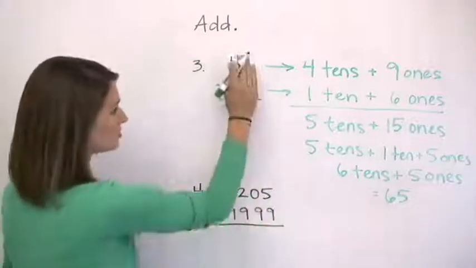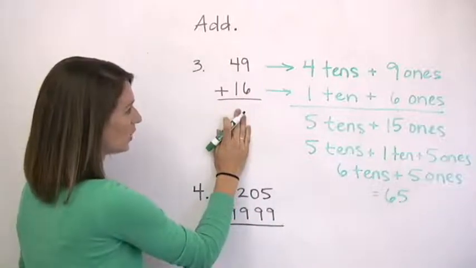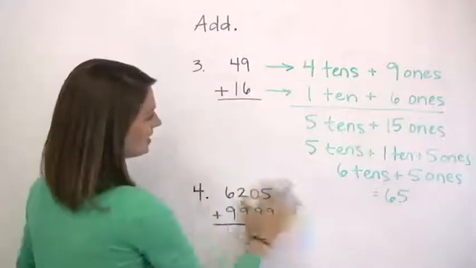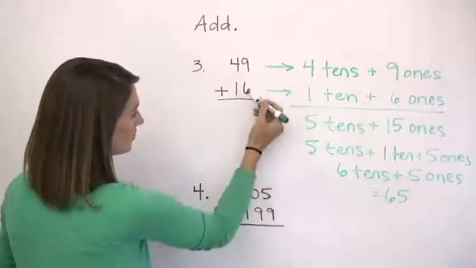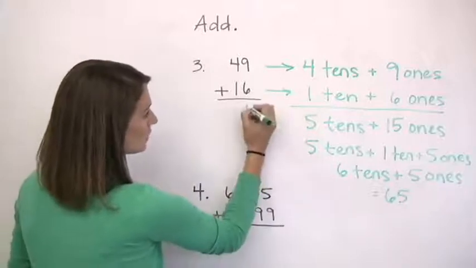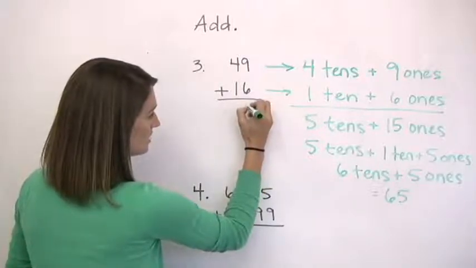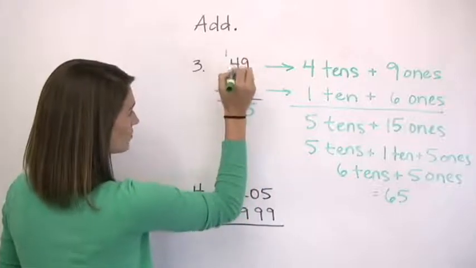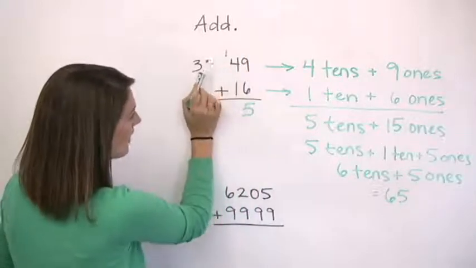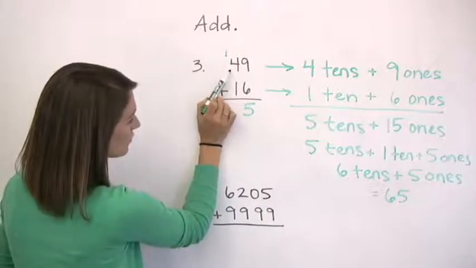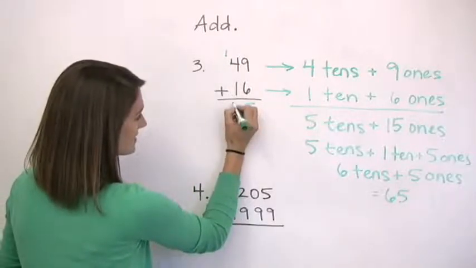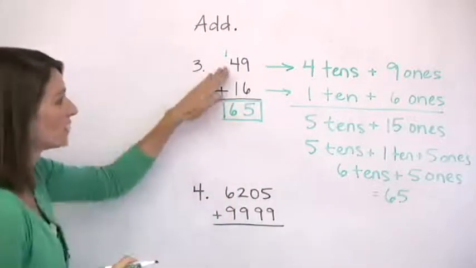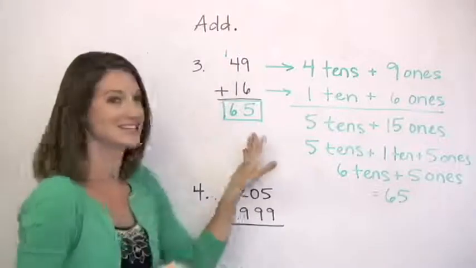So let's go ahead and do this problem here, and we're going to work through it using our carrying process, and we'll see that we'll get the same answer. So 9 plus 6 is 15. We're going to put the number in the ones column here, which is the 5, and we're going to carry that 10. So we're going to put the 1 up there, carry the 1, and then we're going to add 1 plus 4 is 5, plus 1 is 6. So the sum of 49 plus 16 is 65.